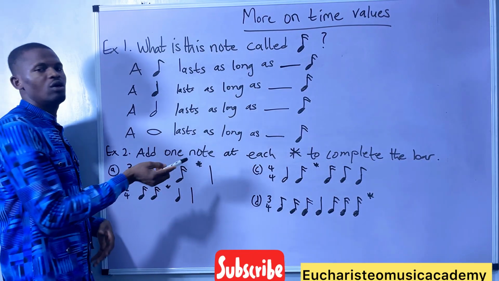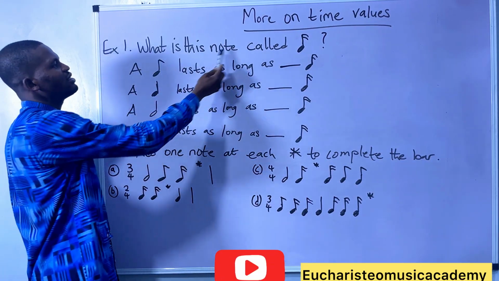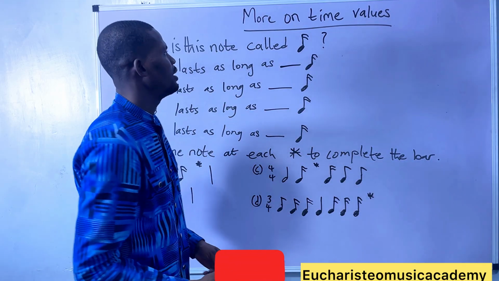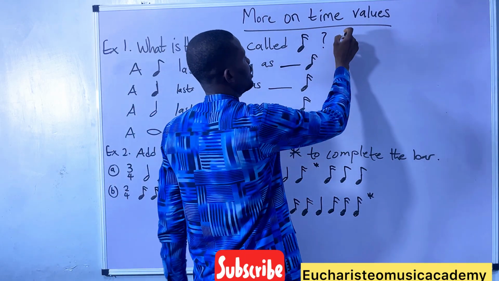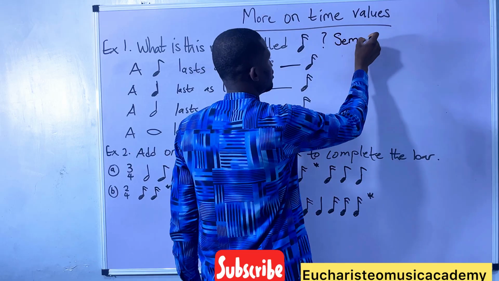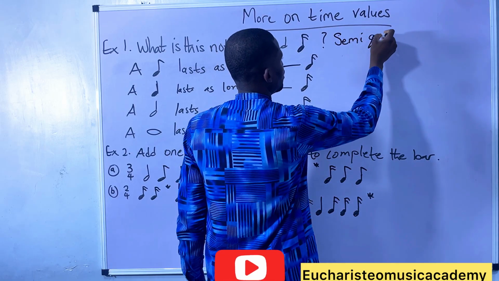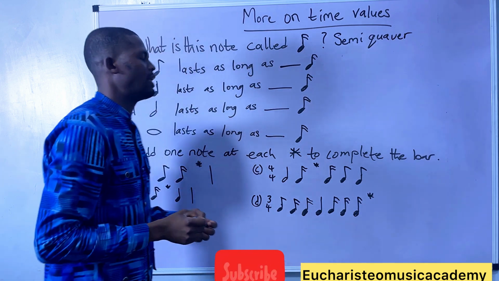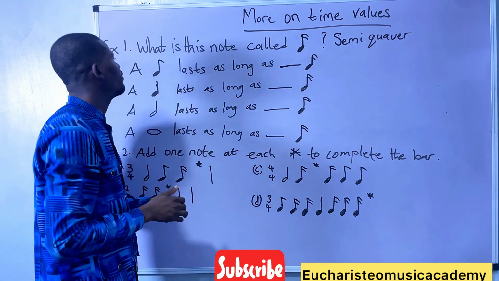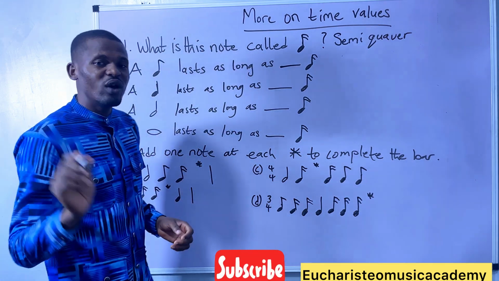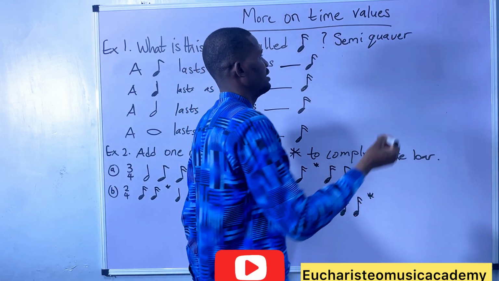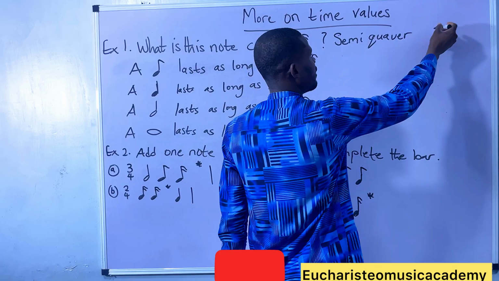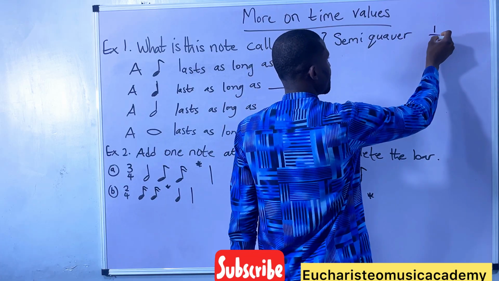Exercise 1. What is this note called? It's called a semiquaver. That's the name of the note. A semiquaver has a time value of 1/4.